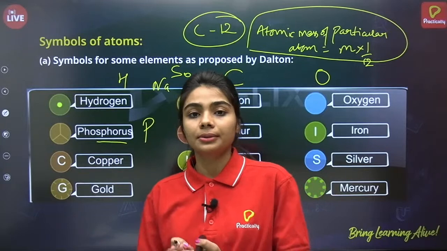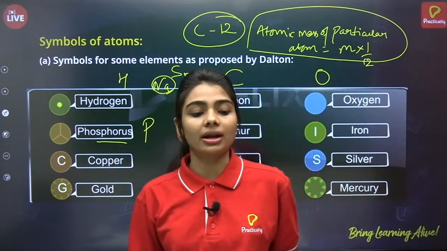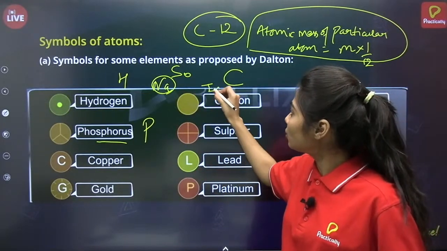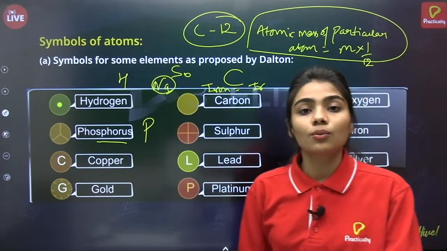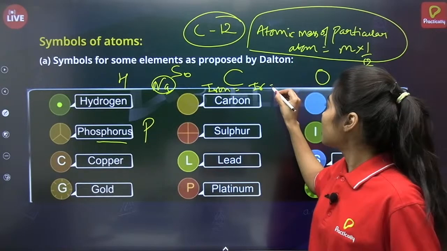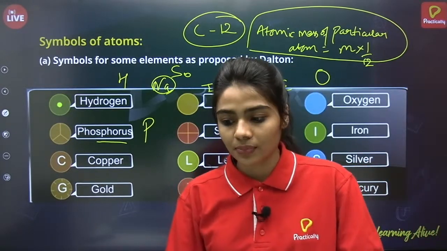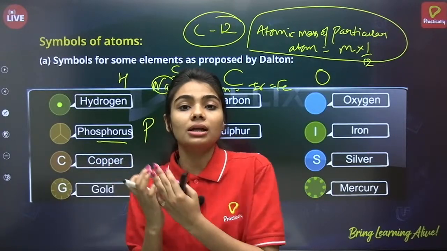And what else is there? Sodium, potassium and ferrum, that is Fe. Because if you want to write the symbol for iron, it should be I or Ir. But the symbol is Fe, capital F, small e, that is ferrum. So Fe means ferrum, derived from the Latin word.